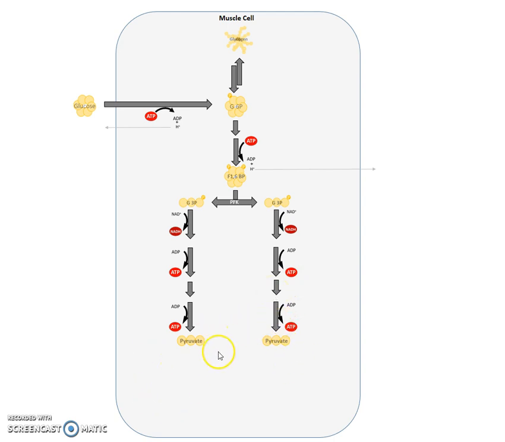The end product of this is pyruvate, a 3-carbon molecule. Now pyruvate can have a couple of destinies. One, if you have mitochondria available in the cell, that pyruvate can be processed and participate in aerobic metabolism.